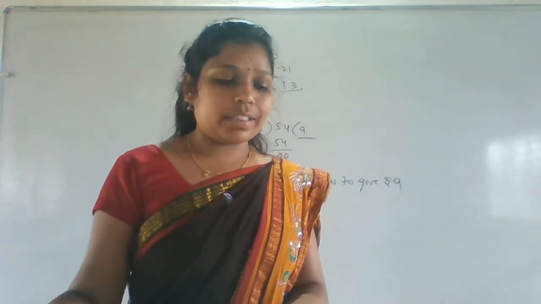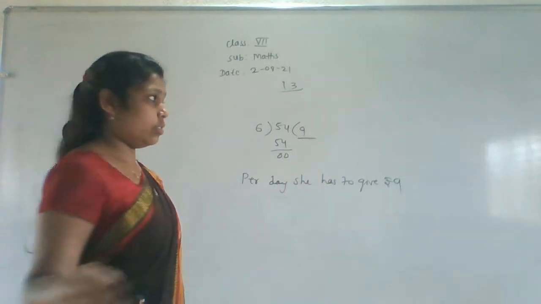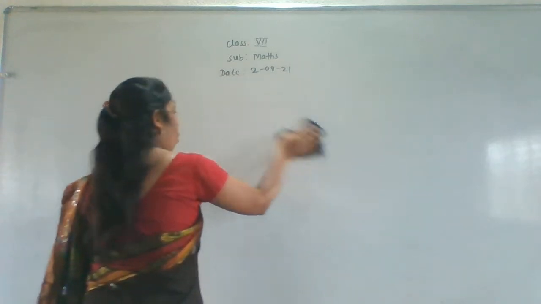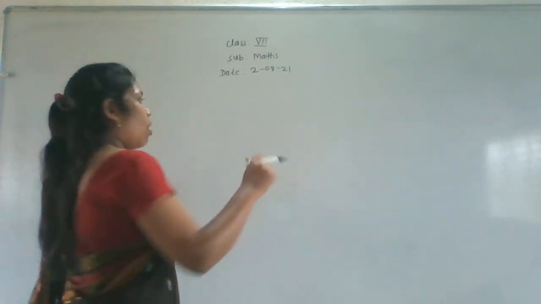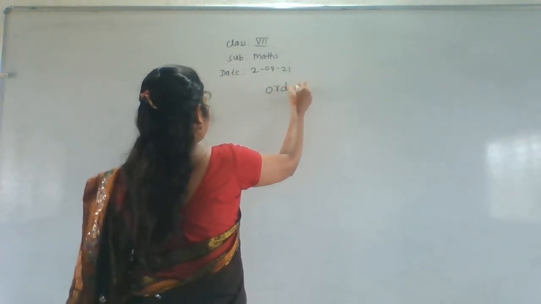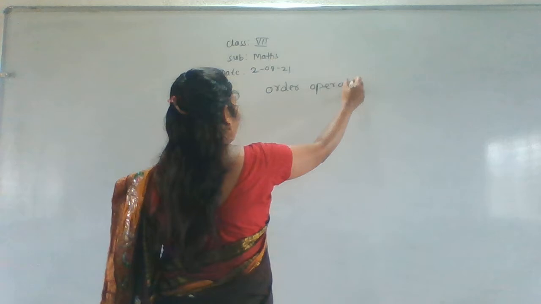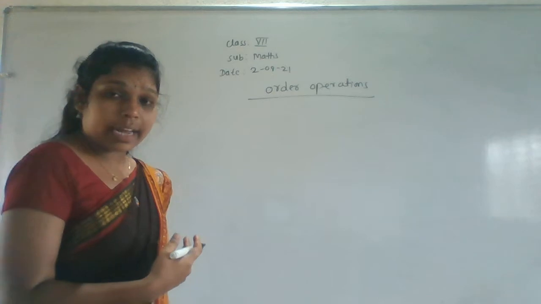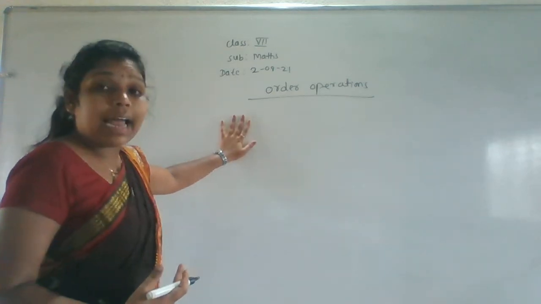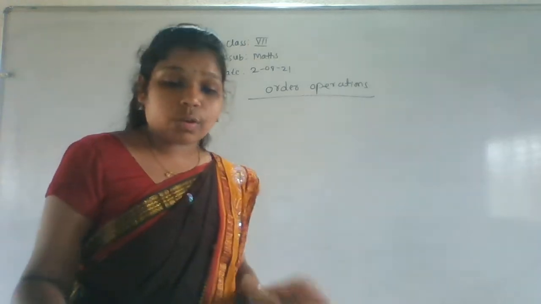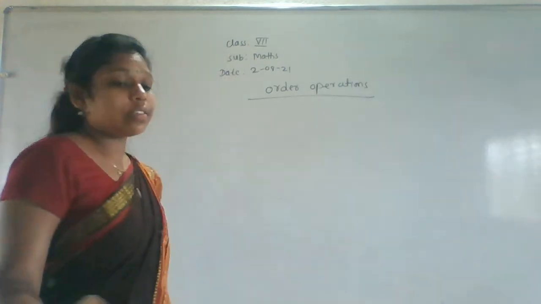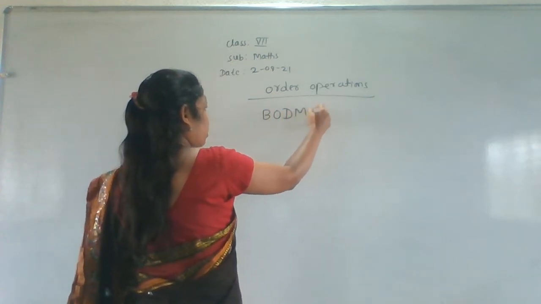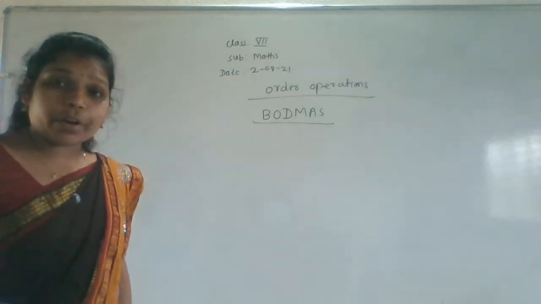Now we'll go with the order of operations. 1.3 is finished. What is the order of operations? It is nothing but the order we have to follow when solving problems. They will give the first order, second order, third order like that, and using this rule you have to solve all the problems. So what is that rule? The order of operations is BODMAS.